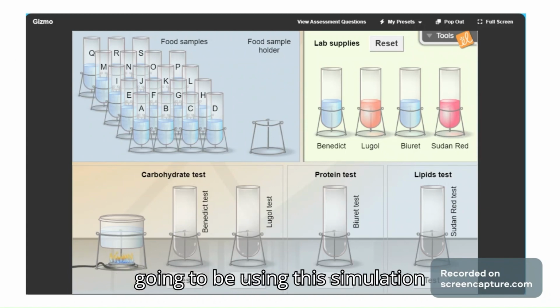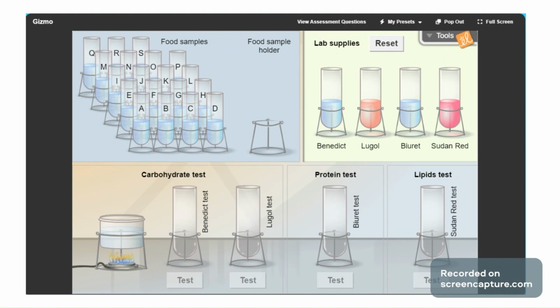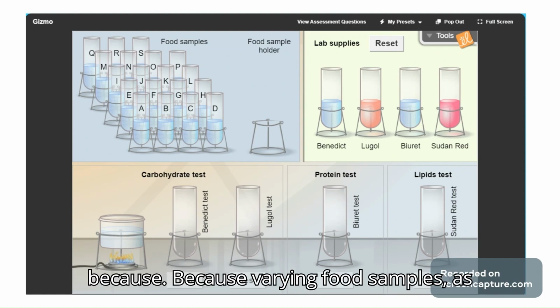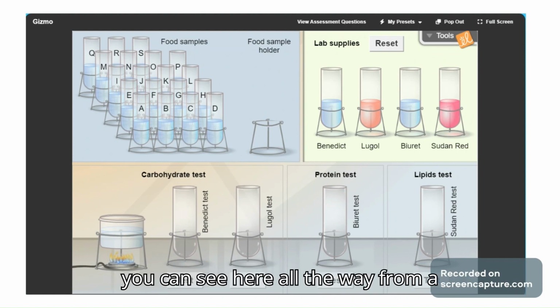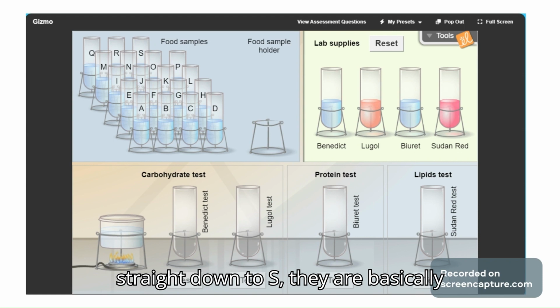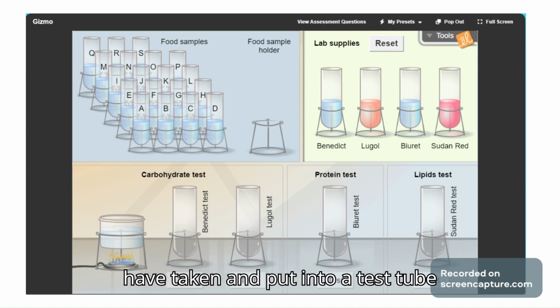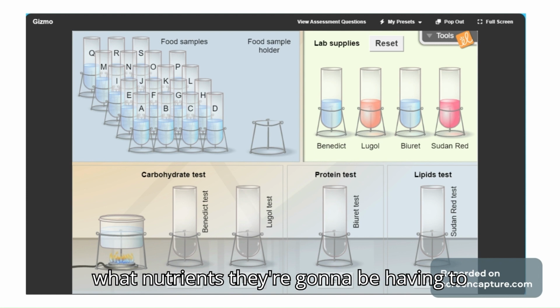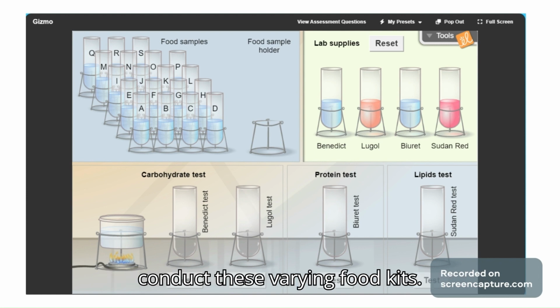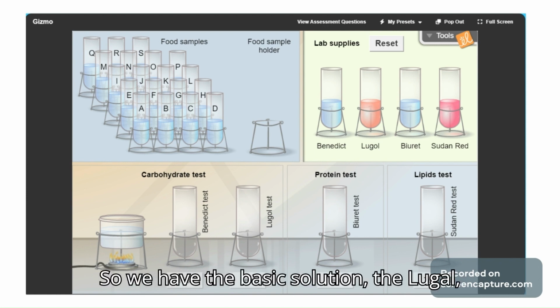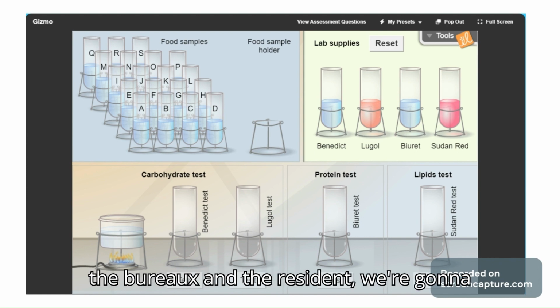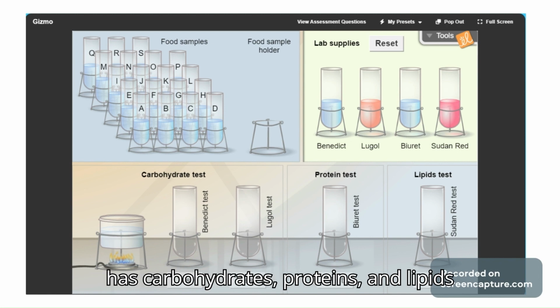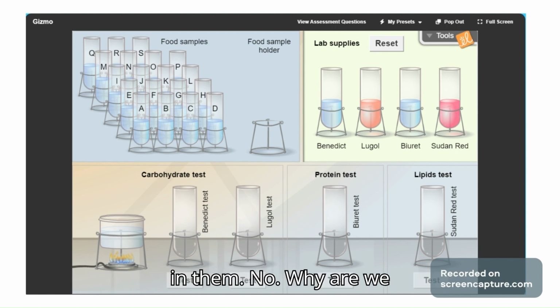We are basically going to be using this simulation to test varying food samples, as you can see here, all the way from A straight down to S. They are basically just samples of varying foods that we have taken and put into a test tube in order to find out what nutrients are in there. We're going to be having to conduct these varying food tests. So we have the Benedict solution, the Lugol, the Biuret, and the Sudan red. We're going to be using those to test whether the foods have carbohydrates, proteins, and lipids in them.